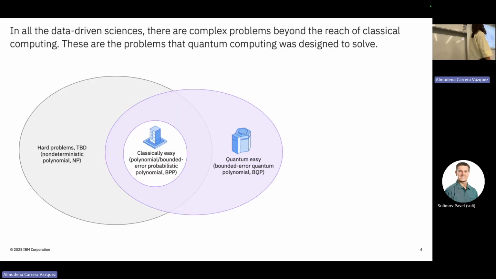As I said, there is a bunch of NP-hard problems, and then there is a bunch of problems that are quantumly easy. What we want to identify are those where these two sets meet but that are not classically easy, because if you can do it with a classical computer, it just doesn't make sense to do it on a quantum computer.